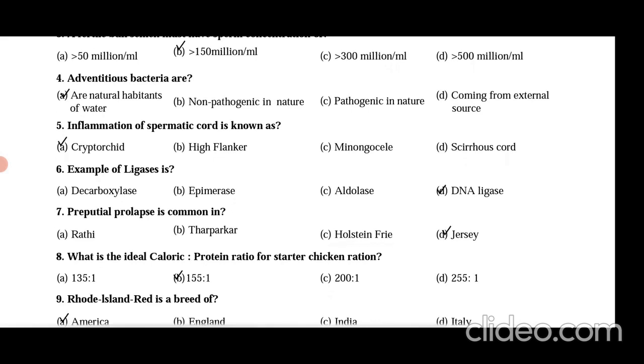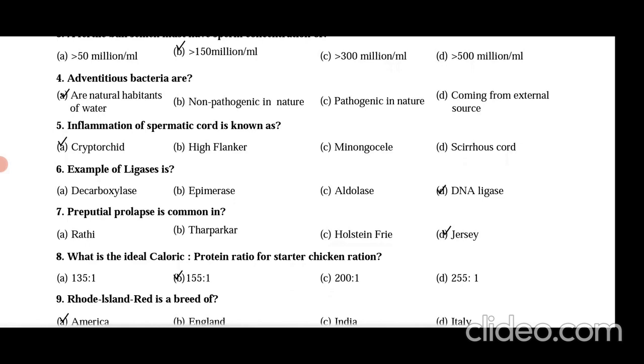What is the ideal calorie protein ratio for starter chick ration? Calorie and protein 155 and 1. So we can find out the ideal feed concentration of calorie and protein. On average, the protein concentration in chick ration is 20%. So 155 multiplied by 10 is 1550, and 1 multiplied by 10 is 10. 10 is the protein, 1550 is the calorie.